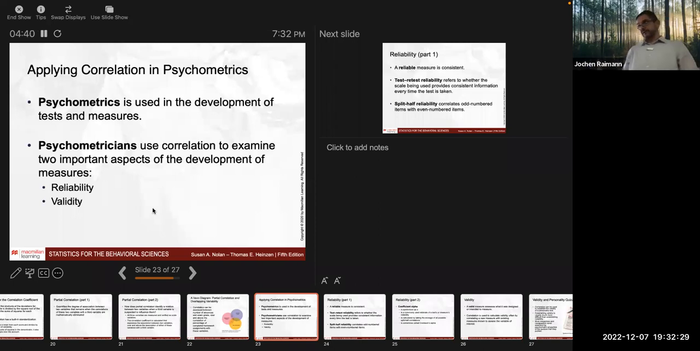And this is actually a real discipline, psychometrics, with experts called psychometricians. They use correlation to examine 2 important aspects of developing measures, which are reliability and validity, that we have discussed already briefly with, for example, the Rorschach ink blots test in chapter 2, which is a debatably reliable and debatably valid test.